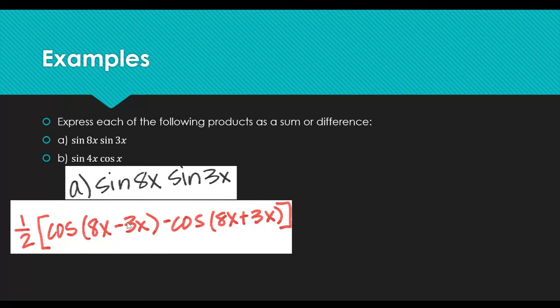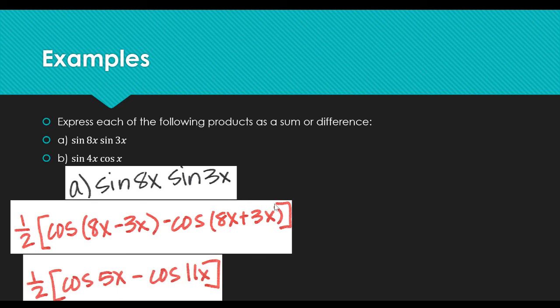I know 8x minus 3x is 5x. 8x plus 3x is 11x. And that's your answer. You could distribute the 1/2 if you want and just make 1/2 cosine of each of those. But that's it. That's all you have to do.